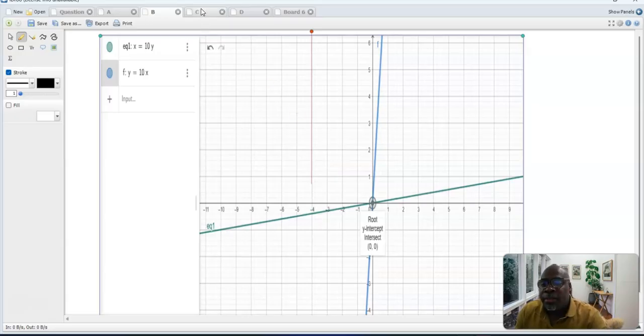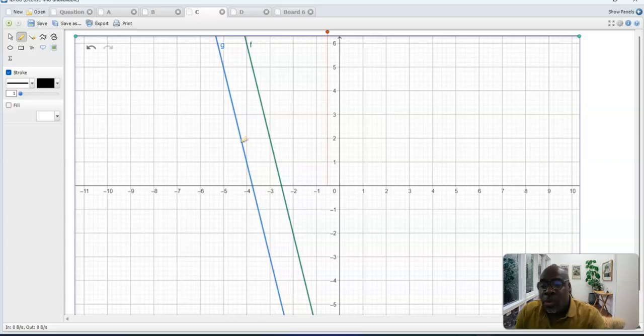Let's look at C. In C, there's no sharing, so they are not working together. Therefore, it's not a system of equations. Good? It's not a system of equations. These two don't work together. They're not sharing any point. They're parallel, but they're not sharing any point.